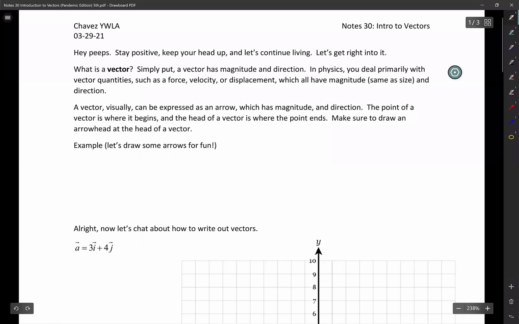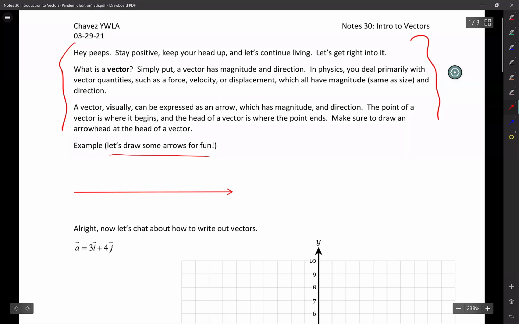Can you see? Okay, so you can read this whenever you guys want a chance. It's not a big deal. All it's saying is that vectors have direction and magnitude. And then it says, example, let's draw some arrows for fun. I don't know how much fun you can have drawing arrows, but let's just try it.